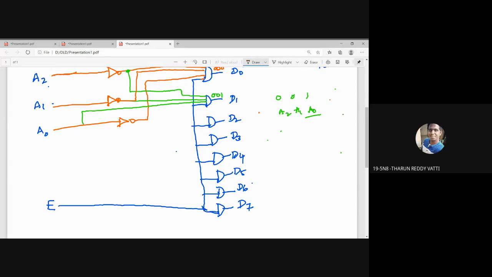Next, what is the next thing? D2 is 0 1 0. Yes, D2 is 0, 1, 0. This 0 is related to which one, ma'am? A2. Right? So I am taking from here.